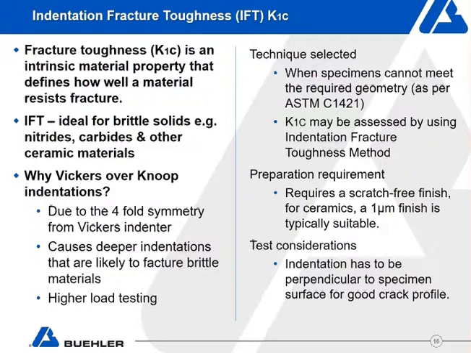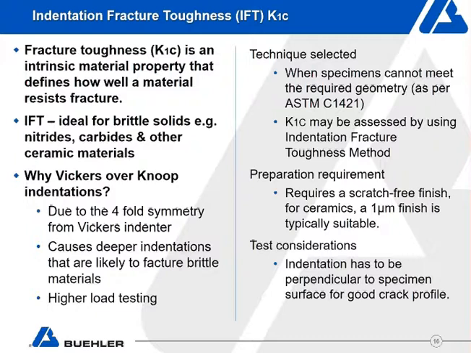And for IFT, this is ideal for brittle solids when you're looking at things like nitrides, carbides, or common structural ceramics. And traditionally, before this was adopted as a technique, people tried using Vickers and Knoop, but we prefer using Vickers indentation because of the fourfold symmetry from the Vickers indenter compared to the Knoop, which I mentioned before is rhombohedral in nature.